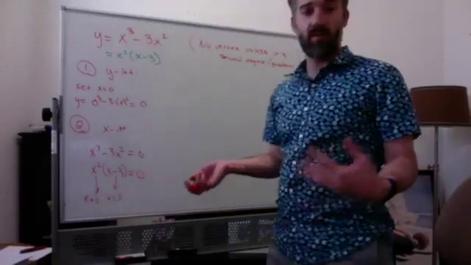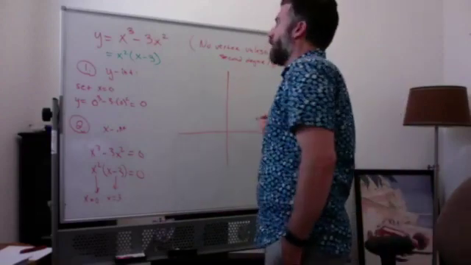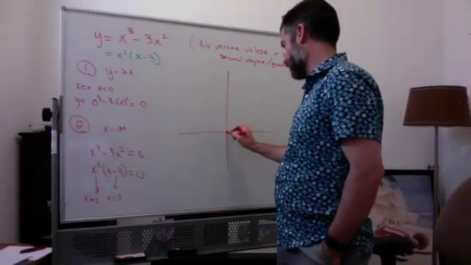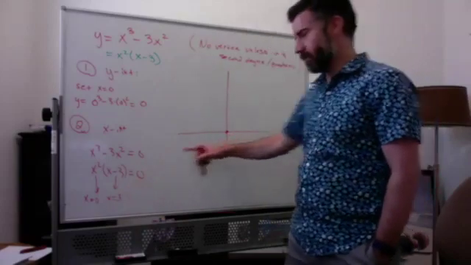And now I'm going to start plotting things. Plotting your demise. No, not really. Okay, so my y-intercept is the origin, which is 0, 0. And my x-intercepts are also the origin, and also x equals 3.